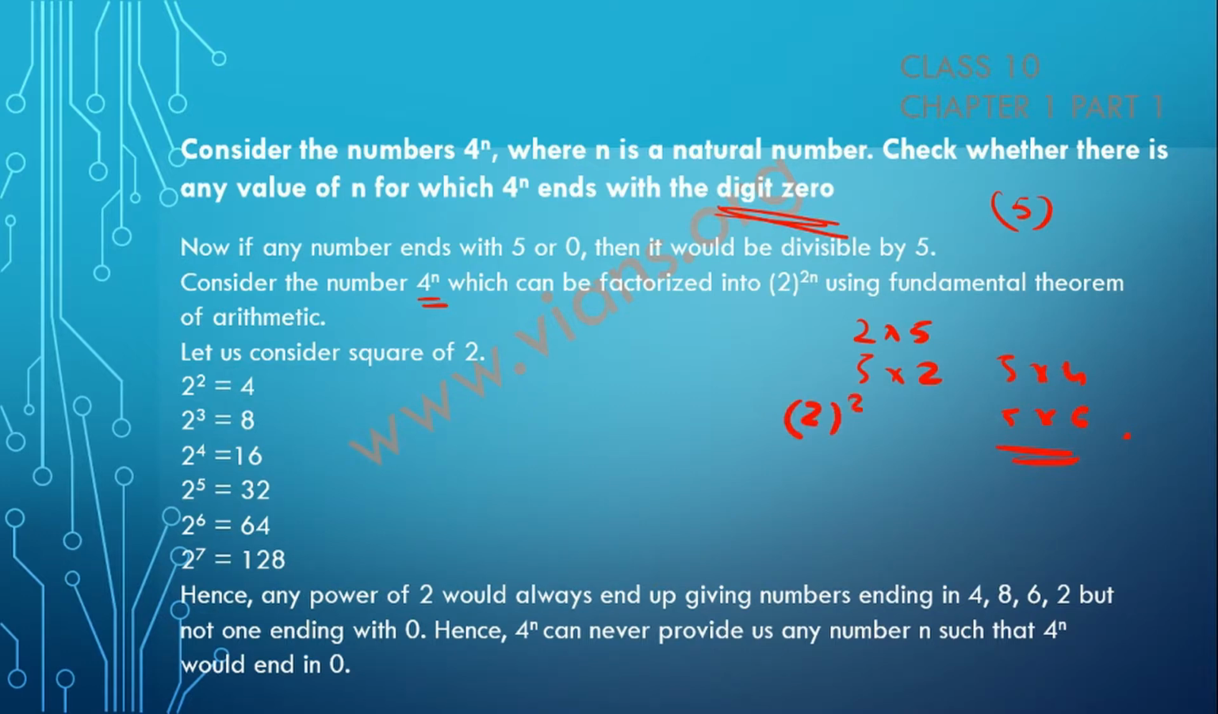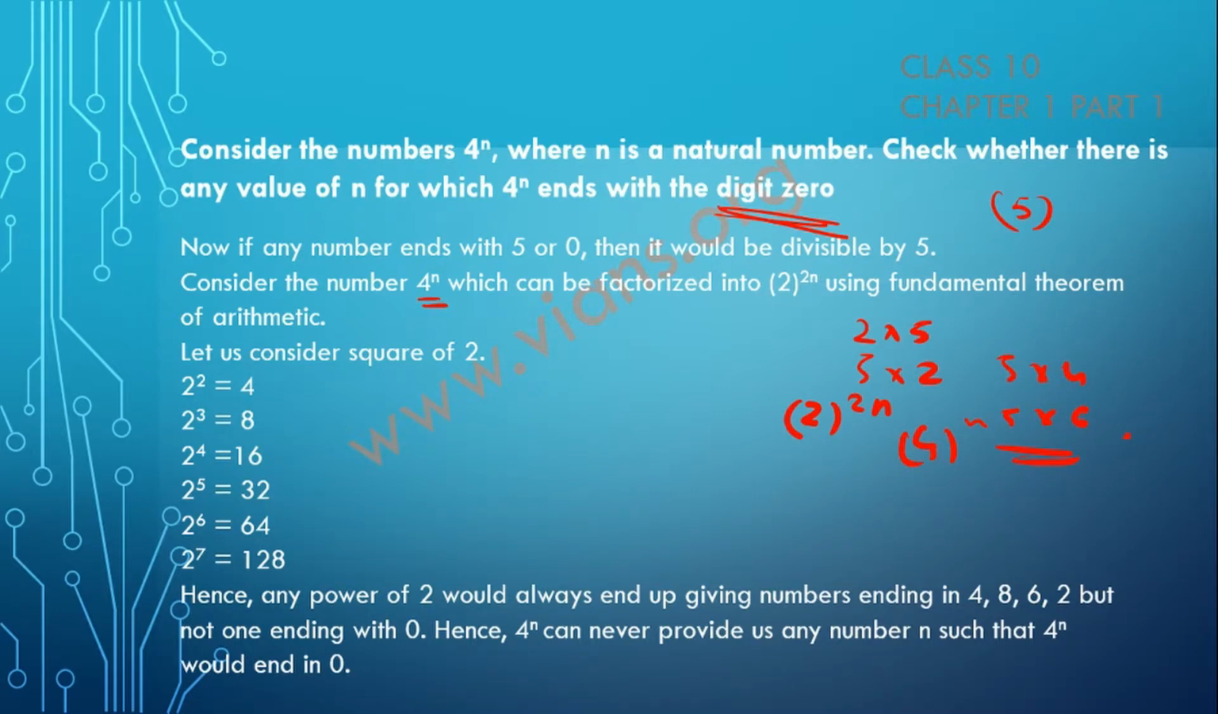We could always write it as 2 squared to the n, or 2 raised to 2n, or 4 raised to n. Either way, we already have that. So all we need to do is make sure that it's divisible by 5, and if so, then it can end with the digit 0.